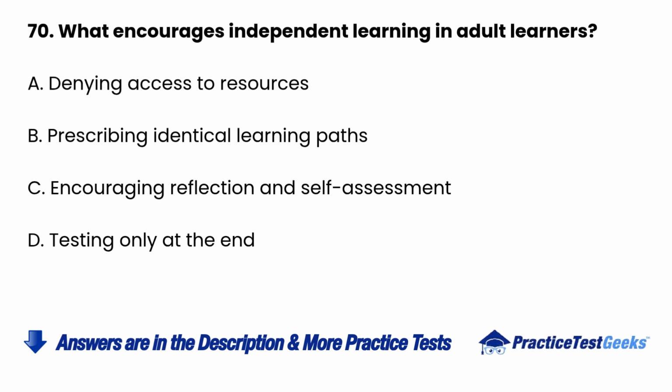70. What encourages independent learning in adult learners? A. Denying access to resources. B. Prescribing identical learning paths. C. Encouraging reflection and self-assessment. D. Testing only at the end.